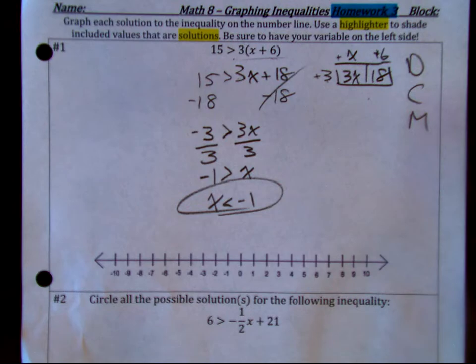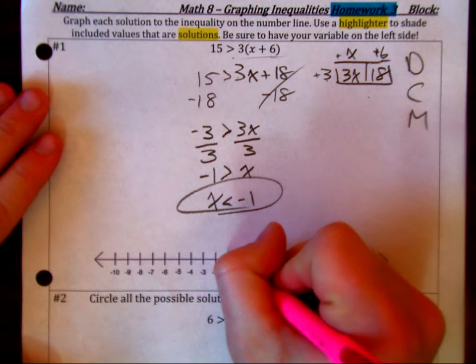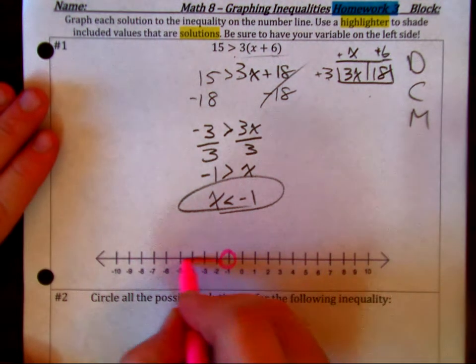When you go to graph it out, again, you want to have an open circle now. So no filled in line, no filled in circle. I'm going to have an open circle on negative 1, and I'm going to be shading everything to the left.